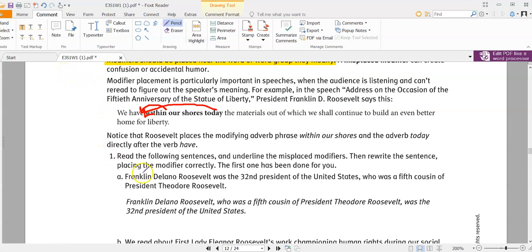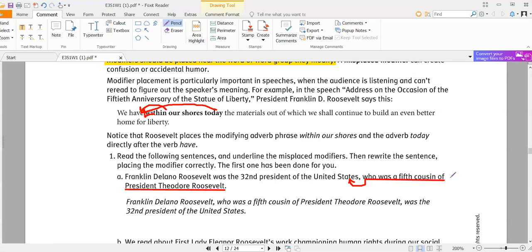Franklin Delano Roosevelt was the 32nd President of the United States, who was a fifth cousin of President Theodore Roosevelt. Well, the problem with this is that it makes it seem like this line, who was a fifth cousin of President Theodore Roosevelt, is describing the United States instead of describing the person, because it's directly next to the United States. Does that make sense? So it always makes it seem like it's describing whatever it's next to.